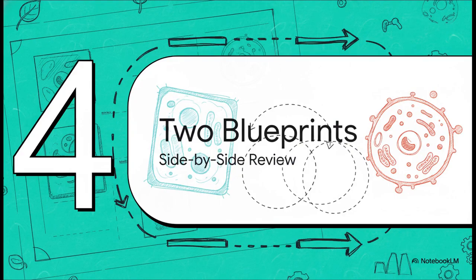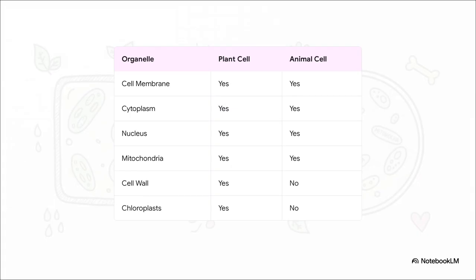Okay, tour's almost over. We've seen both factories. Now it's time to lay the two blueprints out side by side and do a quick review of what's the same and what's different. This table really sums it all up perfectly.